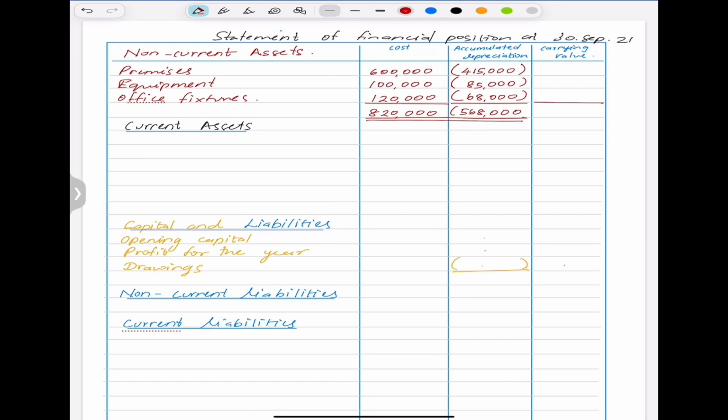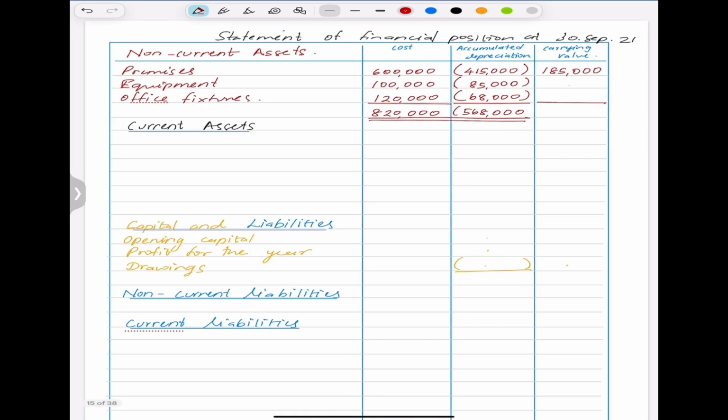Now, find the difference between each element's cost and accumulated depreciation. 600,000 take away 415,000 should give 185,000. 100,000 take away 85,000 is 15,000. 120,000 take away 68,000 is 52,000. Now let's total the carrying value, which should be equal to 252,000. Now we are done with the first section, non-current assets. Now let's complete the current asset section.